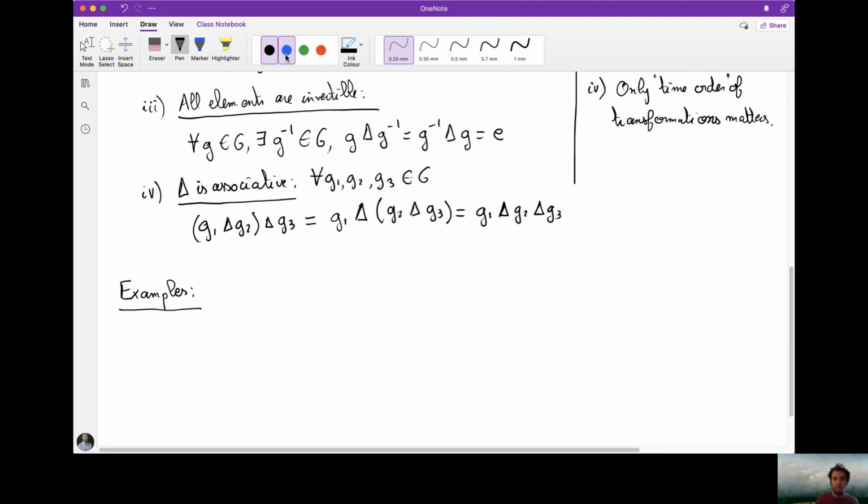Okay, the first example I'm going to give you is rotations on the plane. Rotations around the origin in 2 dimensions. In 2 dimensions, okay? So look at this. What I'm saying is consider this.